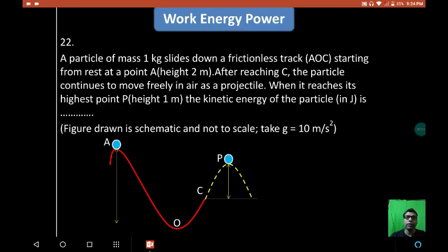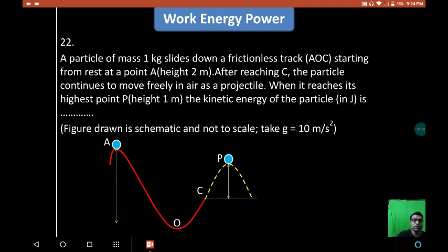Now this problem is from the work energy part. As we see in the figure, a particle of mass 1 kg slides down a frictionless track AOC, starting from rest at a point A at a height of 2 meters. After reaching C, the particle continues to move freely in air as a projectile. When it reaches its highest point P, which is 1 meter from the datum, we have to find the kinetic energy of the particle at point P.